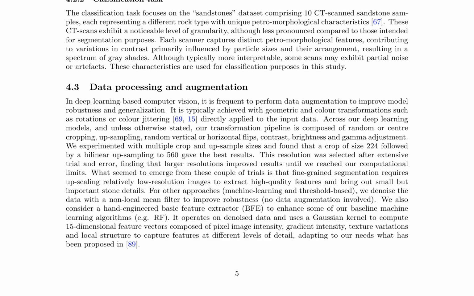To improve model robustness and generalization, the authors performed data augmentation using a transformation pipeline composed of random or center cropping, upsampling, random vertical or horizontal flips, contrast, brightness, and gamma adjustment. The optimal crop size and upsample resolution were determined through extensive trial and error. For machine learning and threshold-based methods, the authors denoised the data with a non-local mean filter to improve robustness. A hand-engineered basic feature extractor (BFE) was also employed to enhance some baseline machine learning algorithms, operating on denoised data and using a Gaussian kernel to compute 15-dimensional feature vectors. This feature extractor captures features at different levels of detail, adapting to the authors' needs, as proposed in previous research.